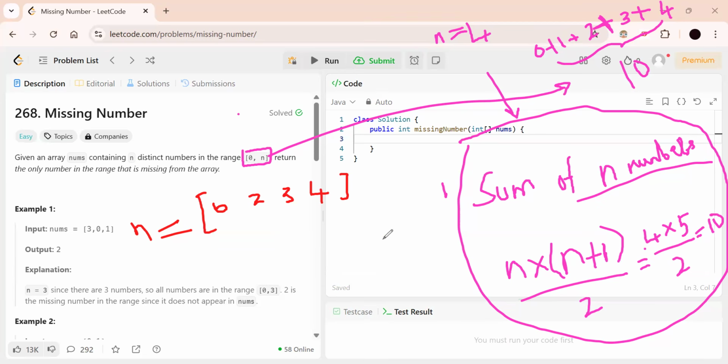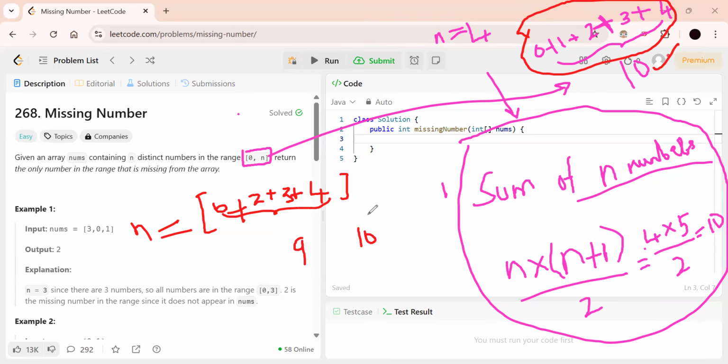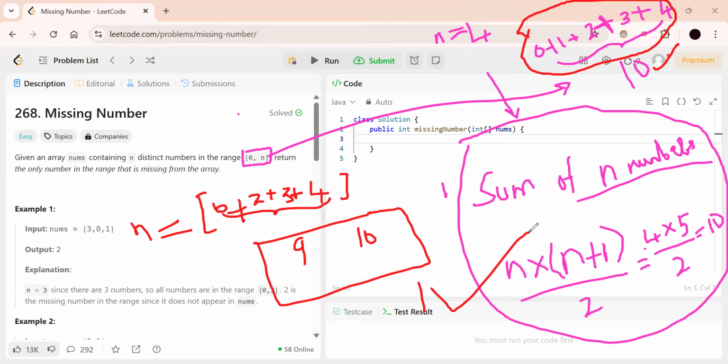Here comes the trick. You know the sum of the first n numbers is 10. Now calculate the sum of this array: 0 plus 2 is 2, 2 plus 3 is 5, 5 plus 4 is 9. The actual sum should be 10. What was the difference here? 1, and that is your missing number. That's all, guys. The sum of elements in the array and the actual sum, the difference is your answer.